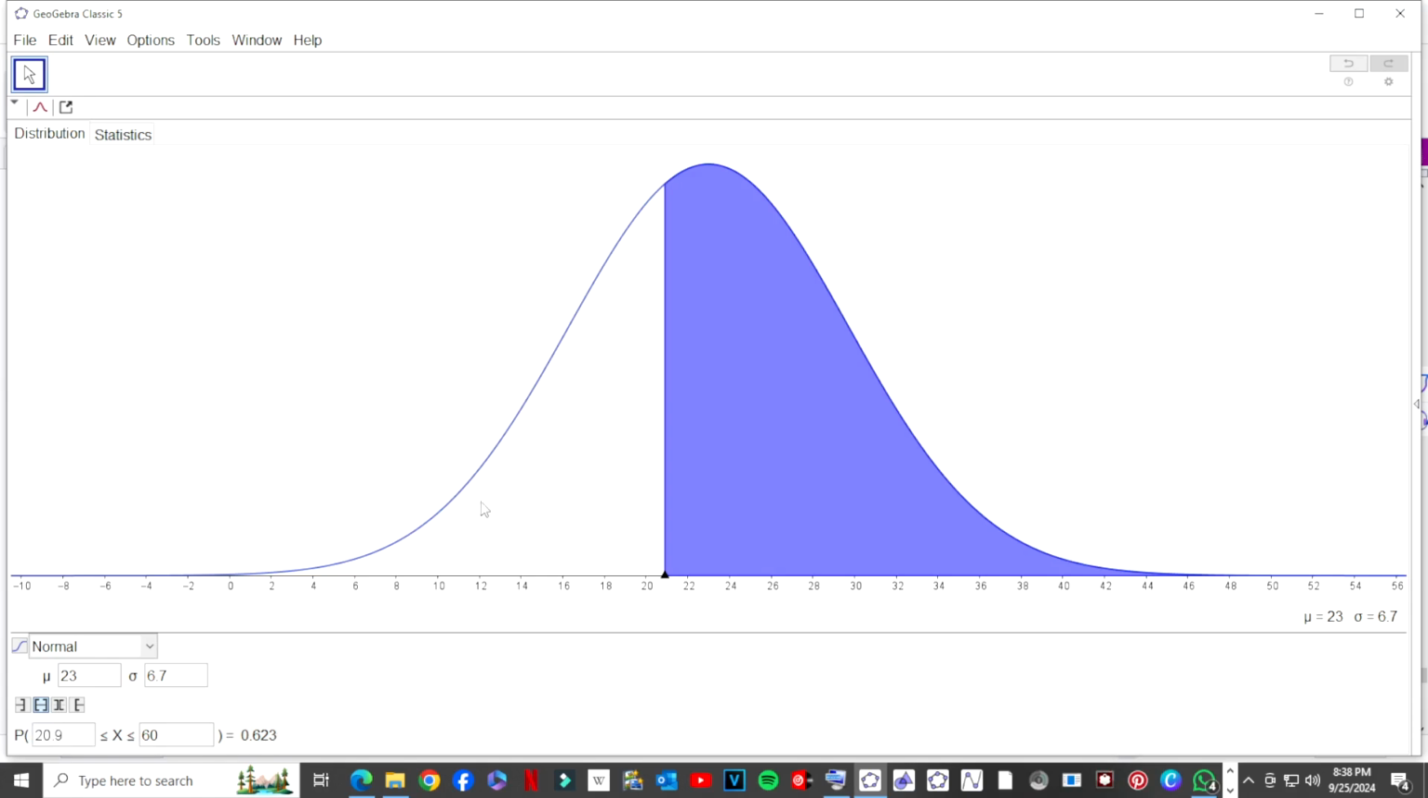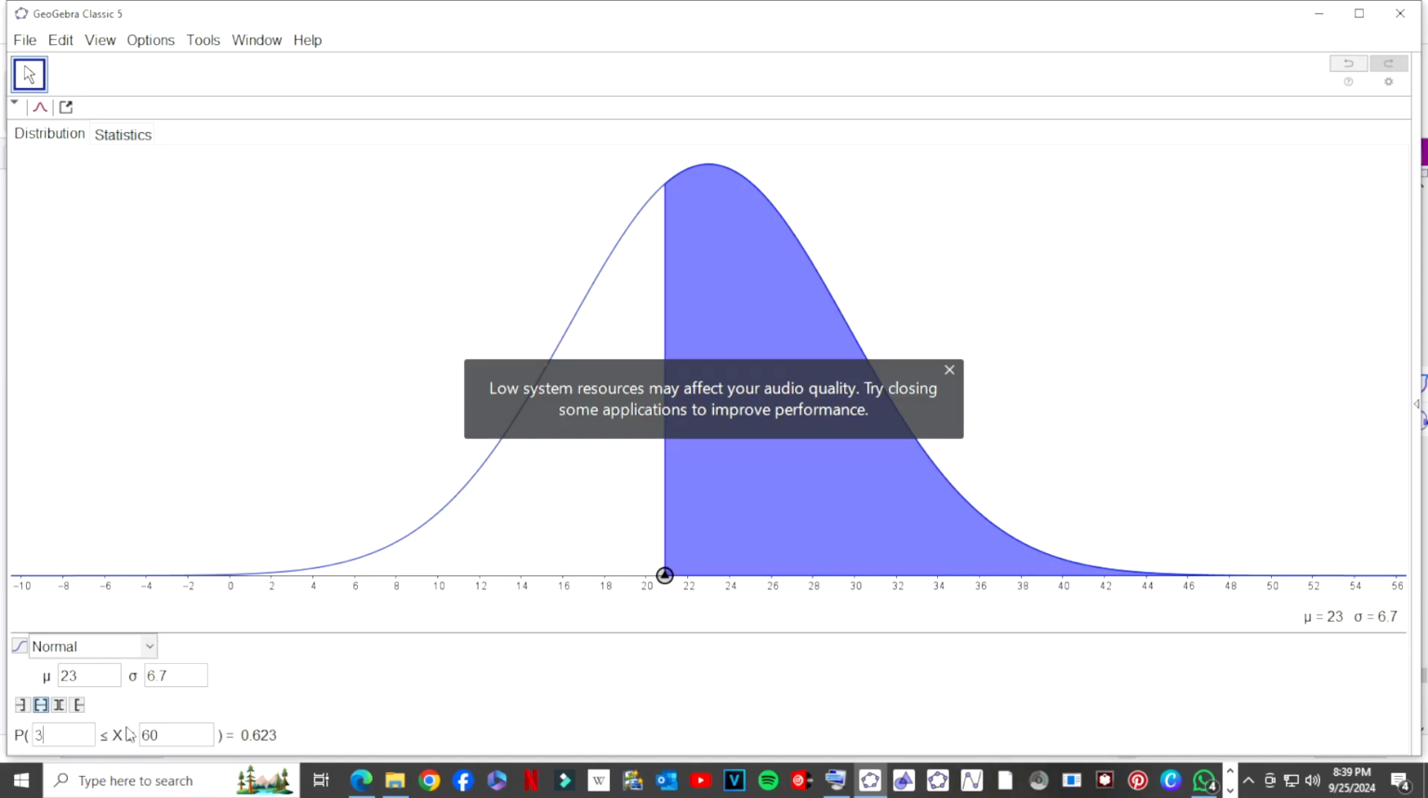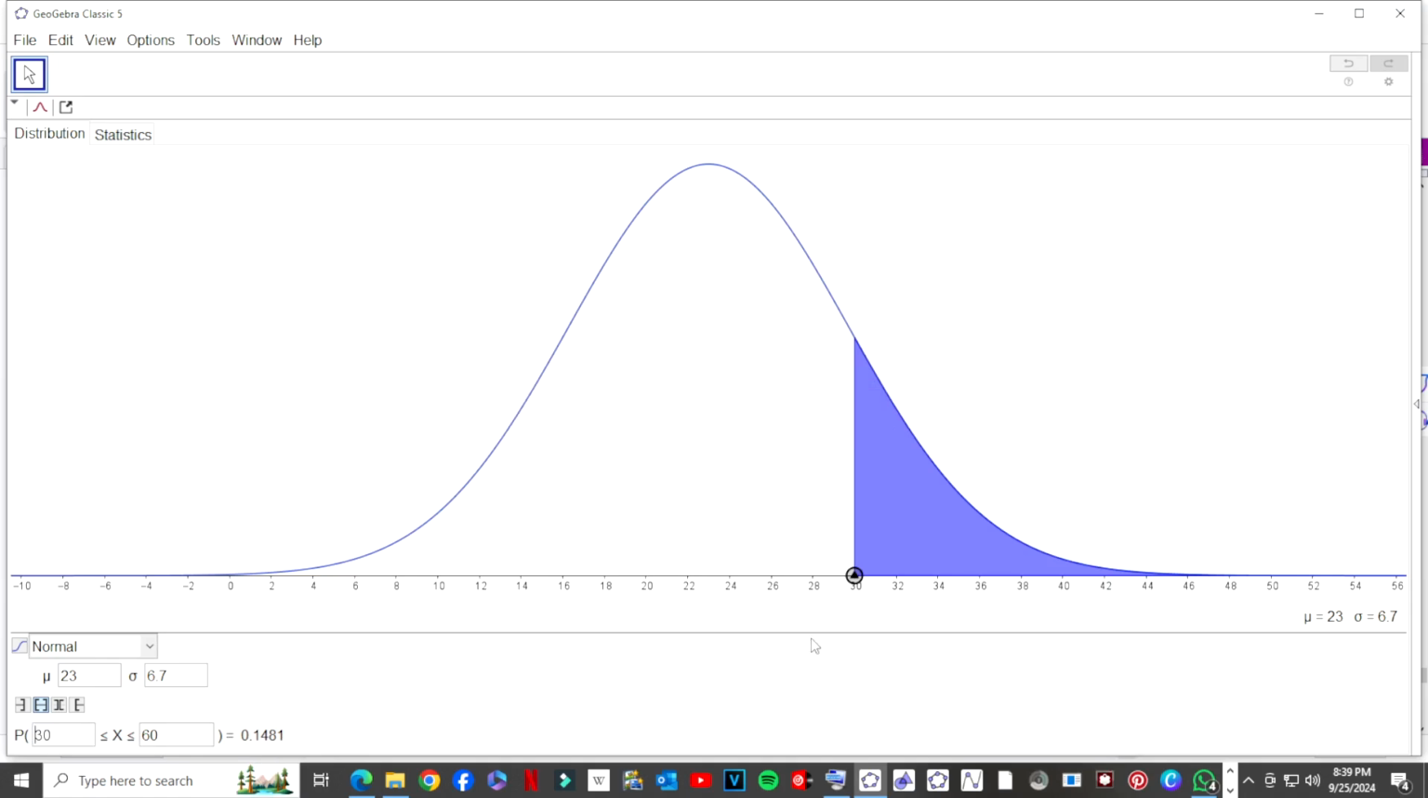So the area of the curve in that particular case, when x is greater than 20.9, is from here going this end. So it's the shaded part. And for the case where we had 30, then we had 0.1481. That then means that we are considering the probability that x is greater than 30. So from here, it is the shaded region.